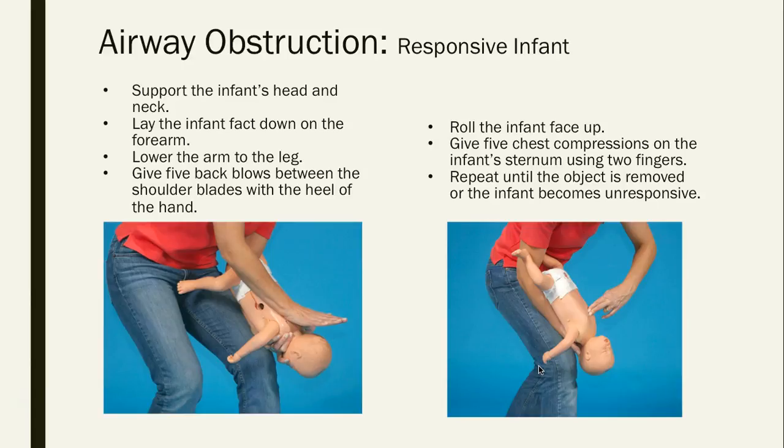Then you're going to sandwich that victim, that infant, between your arms, roll them over, and place two fingers right on that sternum, just as if you were going to give CPR. You're going to give them 5 chest thrusts, just like you would if you were giving CPR. I'm just going to repeat that until whatever the infant is choking on comes out and the infant is able to cough and breathe, or until the victim becomes unresponsive.